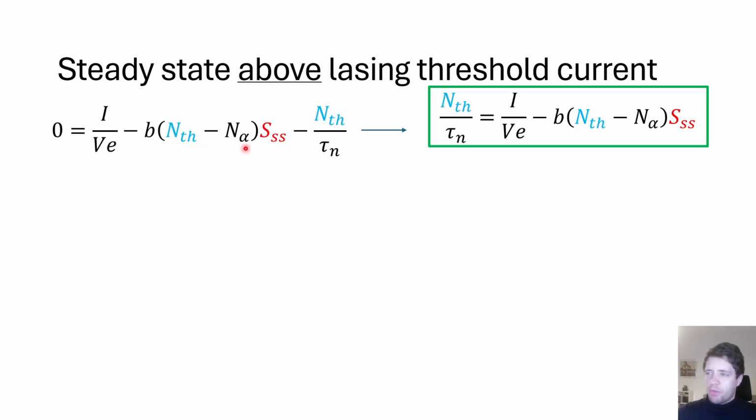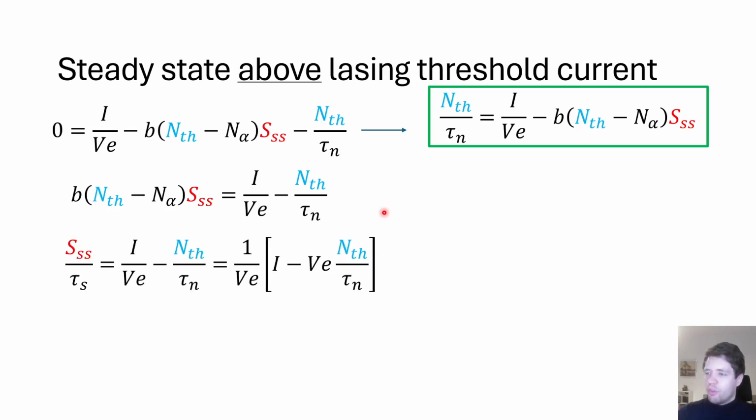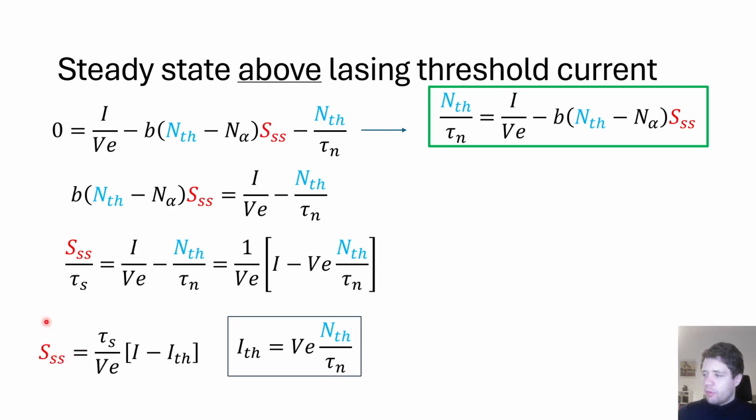So we can of course also isolate an expression for the steady state number of photons above the lasing threshold. I'm going to go through a bit of algebra here and not spend too much time on it, but I hope you can follow along just using these steps I'm presenting here. The final expression we get is simply that the steady state number of photons is linearly dependent on the supplied current above the current threshold.